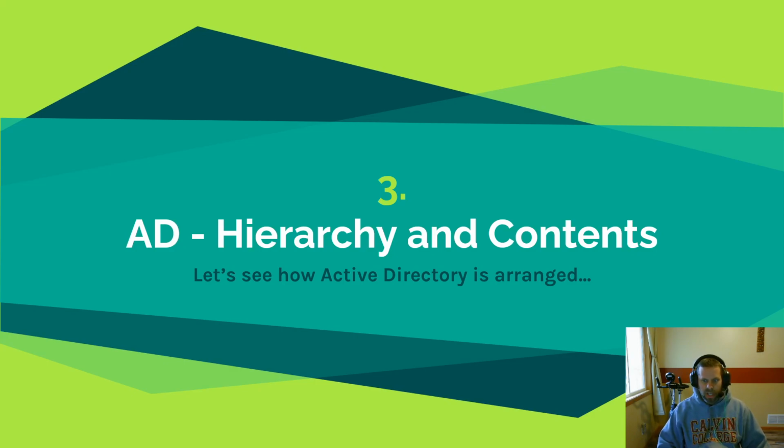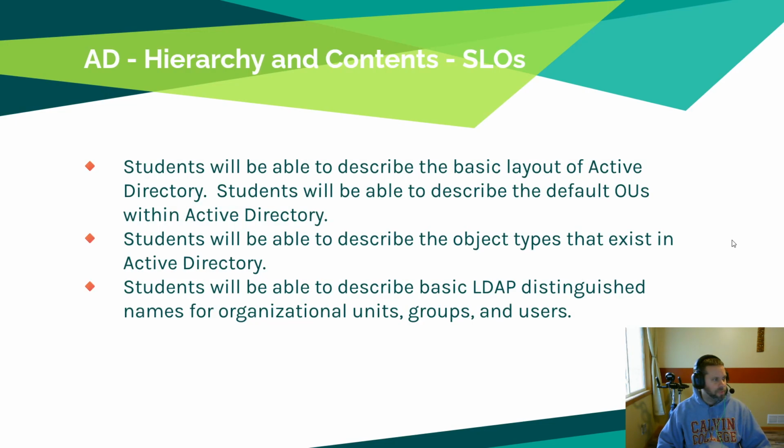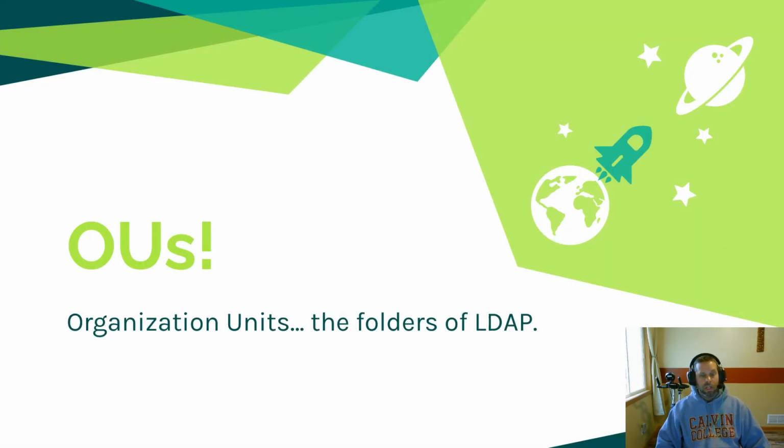Okay, so how is Active Directory actually organized and arranged? Here are the SLOs that we need to cover here. Students will be able to describe the basic layout of Active Directory. Students will be able to describe the default OUs within Active Directory. OUs is organizational units. We'll get into that in a minute. Students will be able to describe the object types that exist and describe the basic LDAP distinguished names for organizational units, groups, and users.